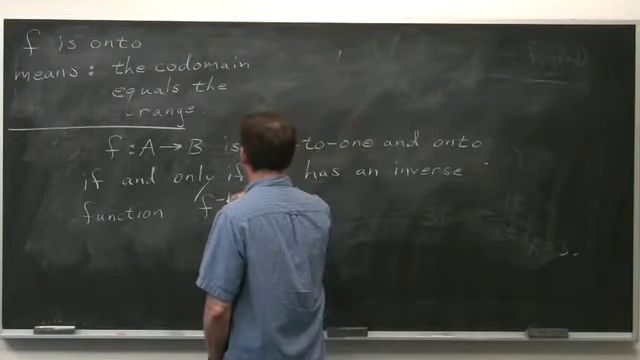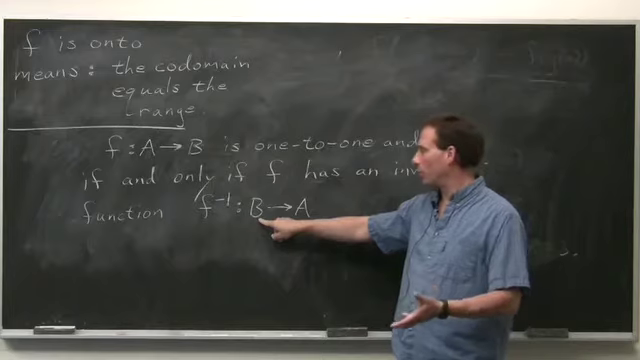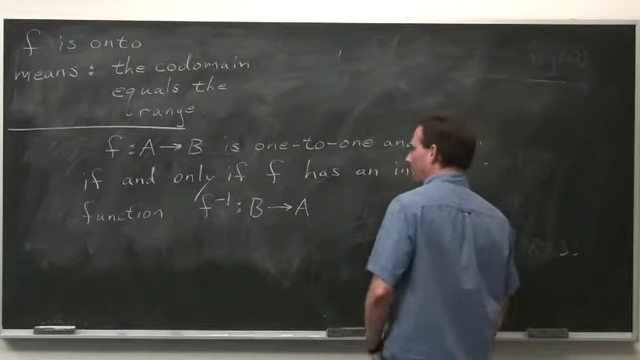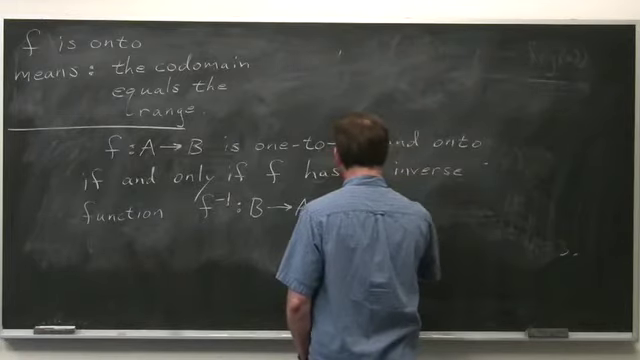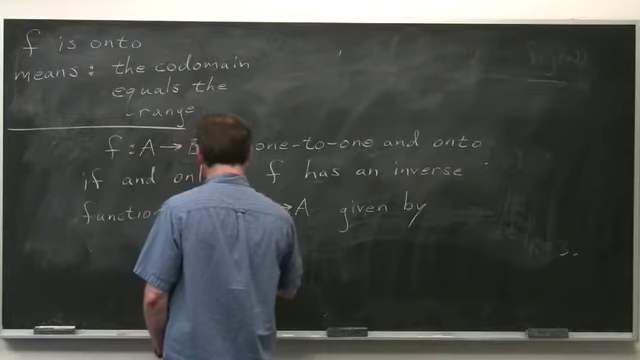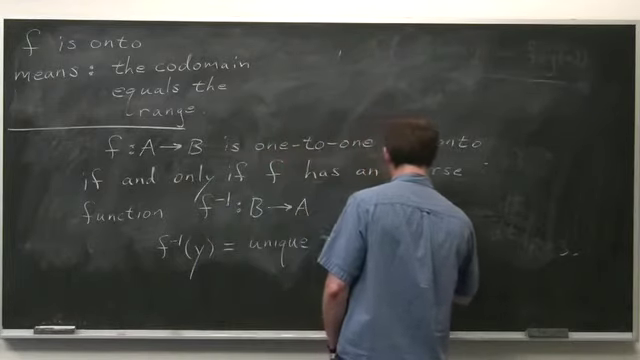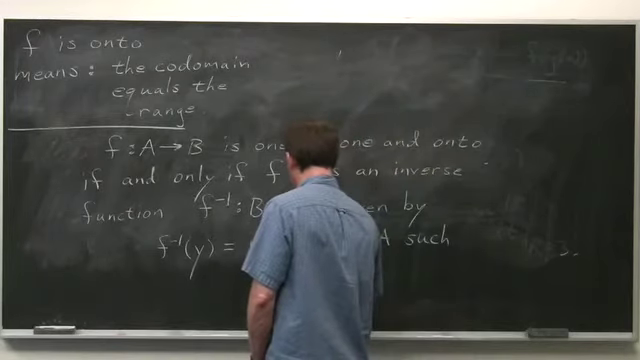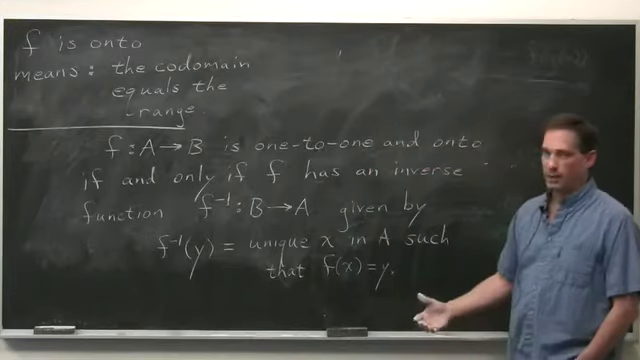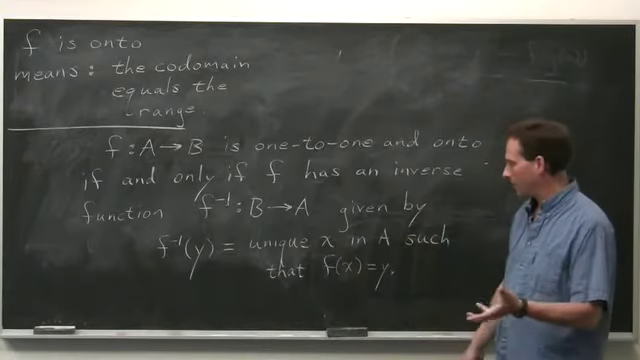It has an inverse function that goes from B to A. So it takes the set that was the range or the codomain, and it gives you back things in the domain of the original function f. And what's the rule for this? Then if and only if f has an inverse function, f inverse, given by f inverse of y equals the unique x in A such that f of x equals y. So right, it undoes what f does. You give it a value for f, and it tells you the x that would have given you that y value.